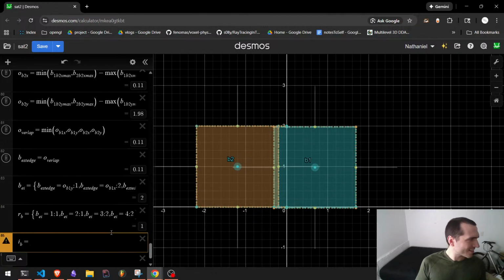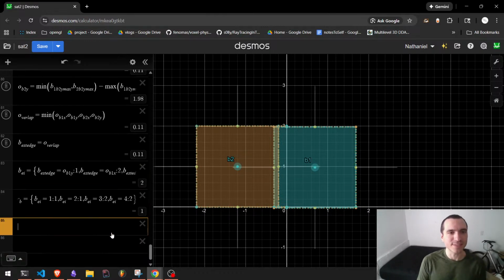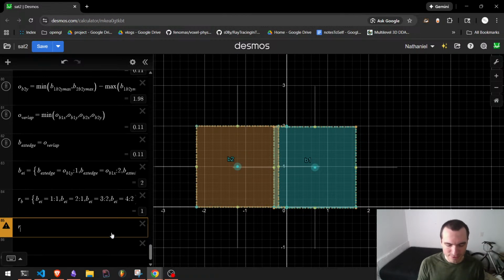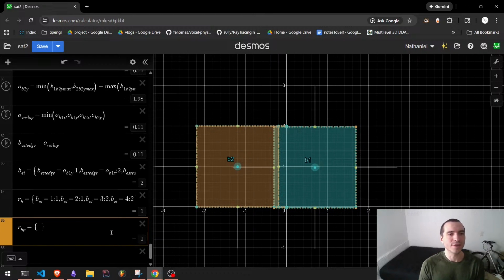Well, I don't even think, yeah, we don't need the number for it. We just need the positions now. So we do like RBP, reference box position, equals then another piecewise function. Reference box is 1. We will give it box 1. Otherwise, it'll be box 2.